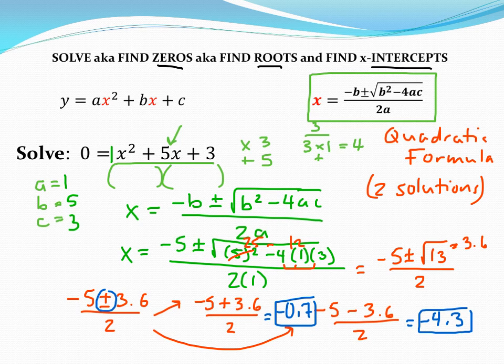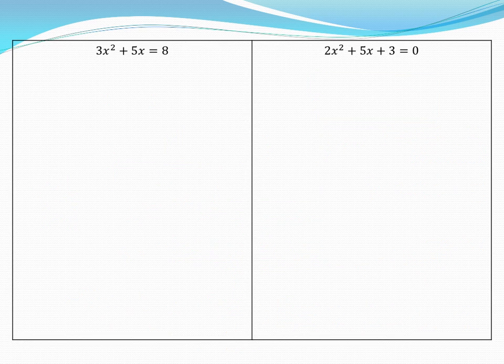So just making sure we're plugging into the calculator correctly. Notice here I get 2 solutions: negative 0.7 and negative 4.3. So we're just using a different formula, plugging and chugging, and making sure we're calculating things correctly, and we still get our 2 solutions.